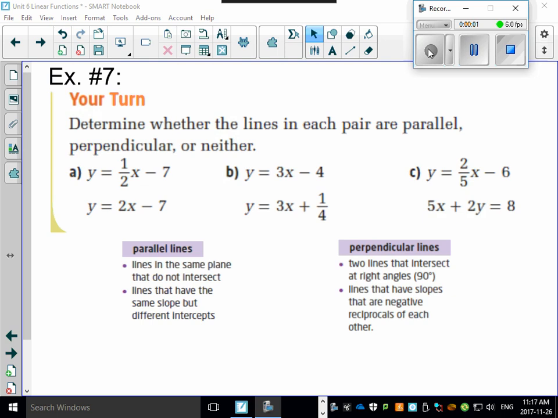So what if I give you a couple of equations that look like this and asked you, well, are these things parallel or perpendicular to each other? Well, how do we do this? Let's go back and review first.